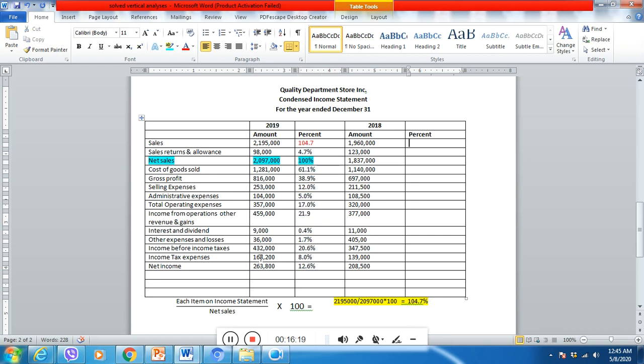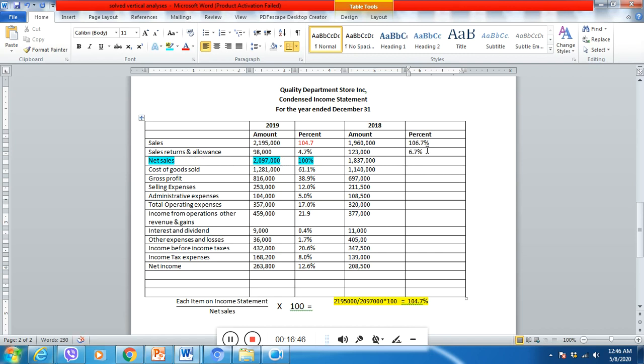By the same way, using the same formula, you will calculate the values of the year 2018. For example, sales divided by net sales, the answer will be 106.7%. Then sales return and allowances divided by net sales will be 6.7%. And here it will come total.